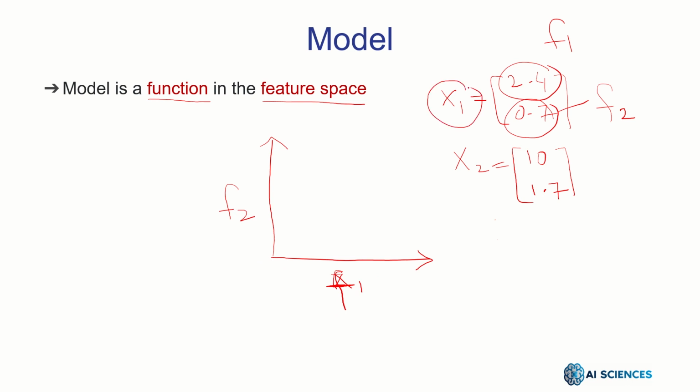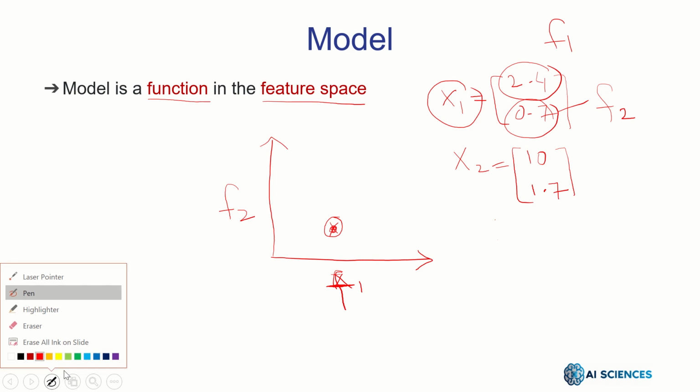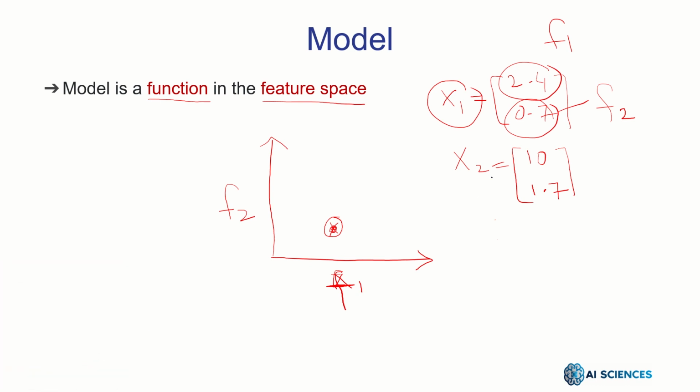This x1 really is a point. For example, if I move 2.4 units in feature space along axis 1, and then I move, for example, 0.7 units above, then this particular point is x1. And I can color that point blue if it belongs to class 1, and red if it belongs to class 2. Another point, for example x2, has feature 1 value as 10, maybe here, and feature 2 value as 1.7, maybe here, and that may belong to class 2.